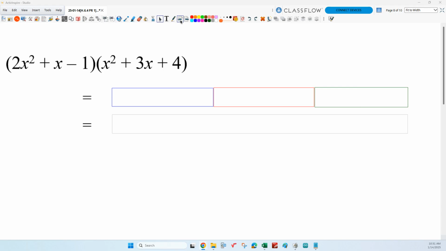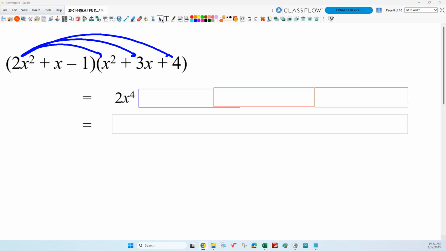What do I do? Okay, good. I'm going to distribute the 2x squared all the way through. So I'm going to do this, right? So 2x squared times x squared, everybody all together, is 2x to the 4th. Good. 2x squared times 3x, everybody, 6x cubed. Okay. 2x squared times 4 is 8x squared. Good. What's next?